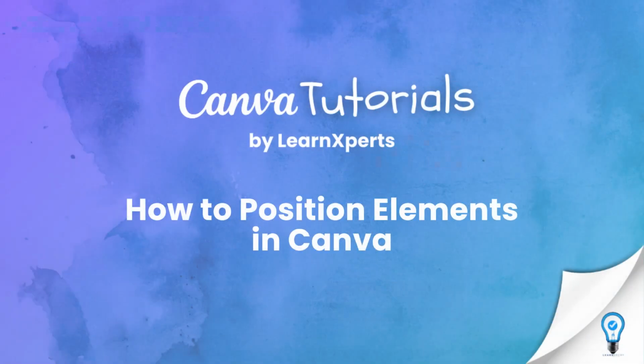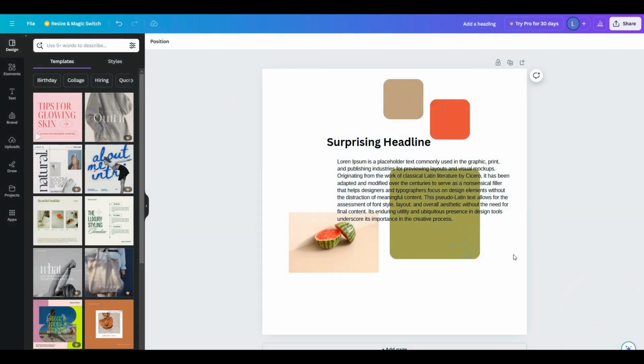The last topic covers how to position elements in Canva. Positioning elements in Canva is crucial to creating a balanced, professional-looking design. Proper alignment and spacing can make your design look clean, organized, and visually appealing. Let's dive into how to master the art of positioning elements on your Canva canvas.